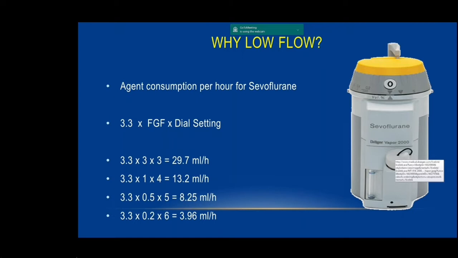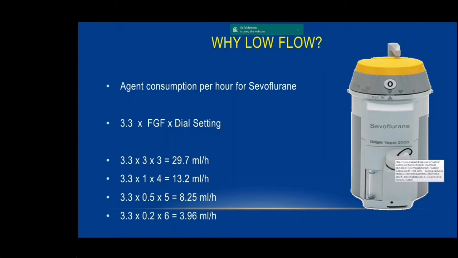Imagine the agent consumption per hour for sevoflurane is given by this formula: 3.3 multiplied by fresh gas flow multiplied by the dial settings. So imagine an anesthesiologist who keeps 3 liters of flow and the dial is on 3. So in an hour he uses 29.7, nearly 30 ml of sevoflurane. If the case is going to last for 5 hours, you are going to end up using 150 ml of sevoflurane.